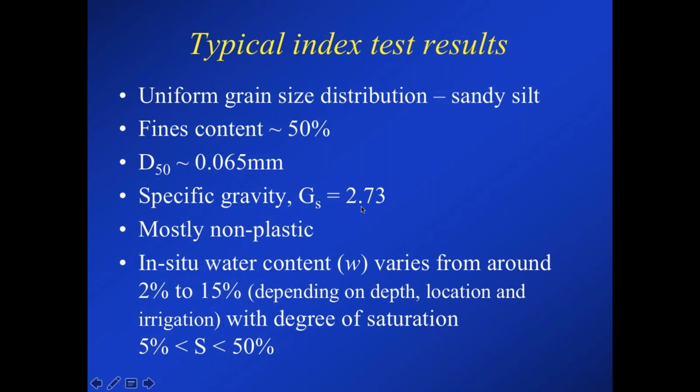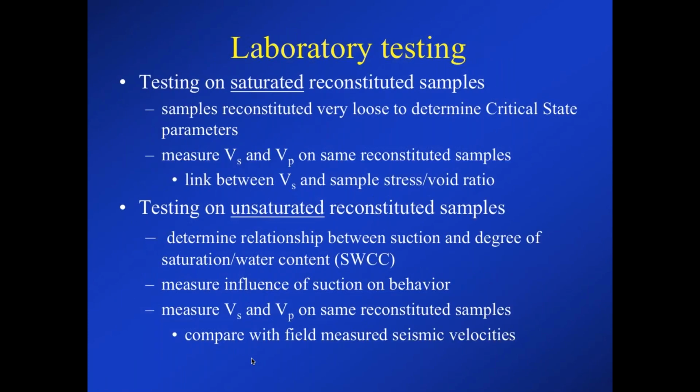Specific gravity is not exceptionally high, just a little bit high at 2.73. It's mostly non-plastic. There are some regions where there's a little bit of plasticity, but generally non-plastic. The in-situ water content varies from about 2% to 15%, depending on depth and location and whether or not they were irrigating close by at the time. So the degree of saturation varies from about 5 to 50%. So certainly it's unsaturated. That's confirmed by the compression wave velocity measurements.